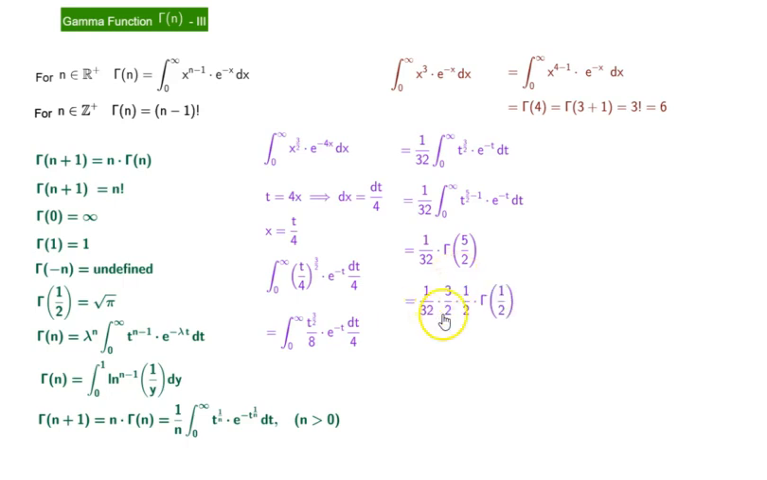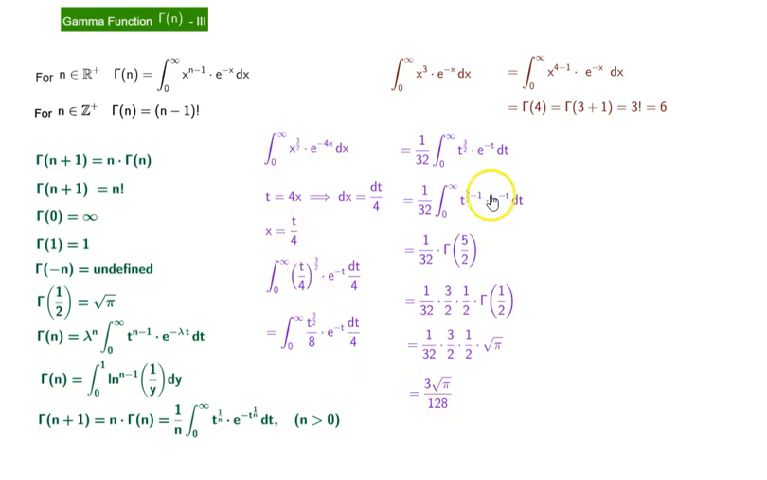And gamma of 5 by 2 can be written as 3 by 2 times 1 by 2 times gamma of 1 by 2. Gamma of 1 by 2 we know is root pi. So we have 3 root pi divided by 32 times 4, which is 128.